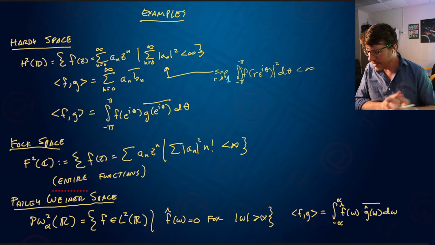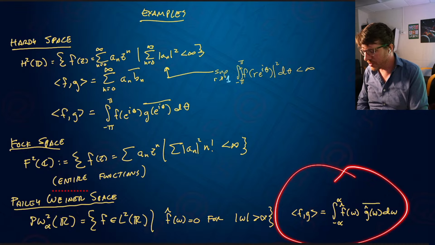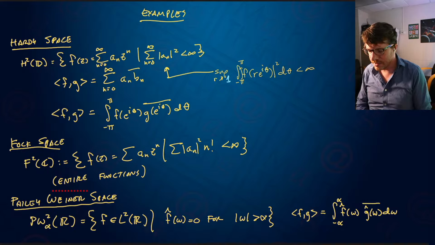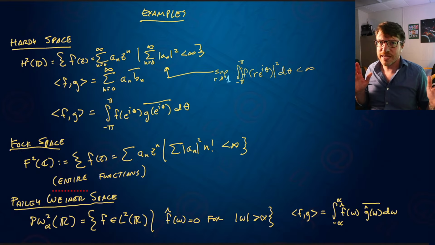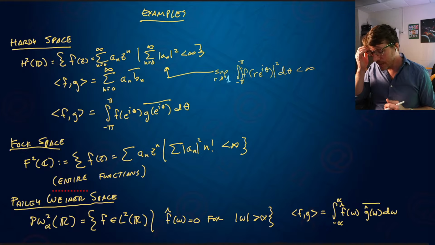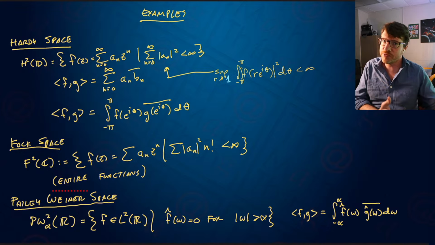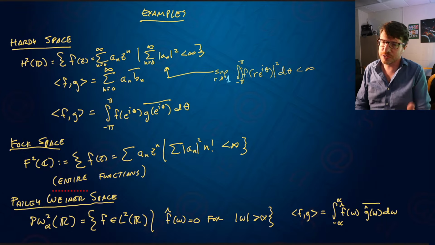And this space is very nice in a lot of ways. One, the inner product is basically the L2 inner product here, but just on the Fourier transforms instead. Essentially, it's functions inside of L2 such that the Fourier transform vanishes outside of some fixed alpha band. What's nice, though, is that while members of L2 aren't actually functions but rather equivalence classes of functions, Paley-Wiener functions can actually be viewed as just proper functions.